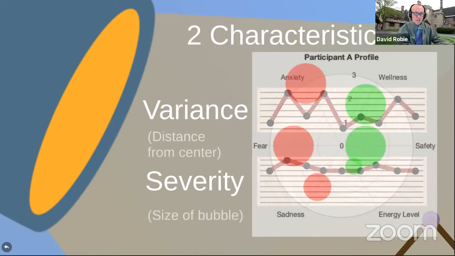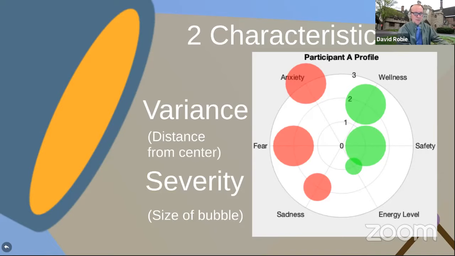On the visualization, variance is represented by proximity to the center, with bubbles closer to the edge representing high variance and bubbles closer to the center representing steadiness throughout the study. Severity is represented by bubble size, with a larger bubble representing a more severe feeling. This visualization tool, a polar bubble graph, is our flashlight, which eliminates the shadows cast on people and illuminates their stories.